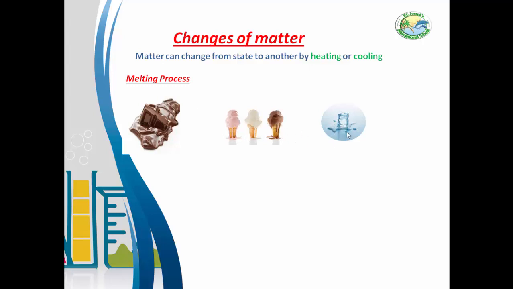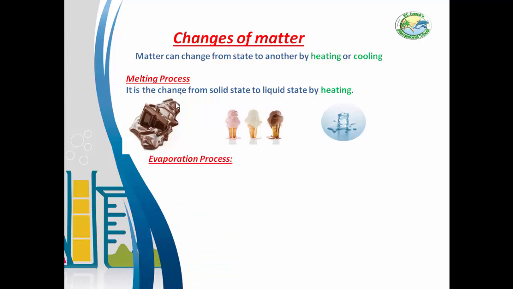How can we change this solid into liquid? By heating or cooling? By heating ice, it will change into water, or by cooling will ice change into water? No, of course by heating. So we can say that melting is a change from solid state to liquid state by heating. Heating means increase in temperature. So melting is a change of solid into liquid by increasing the temperature, or by heating.